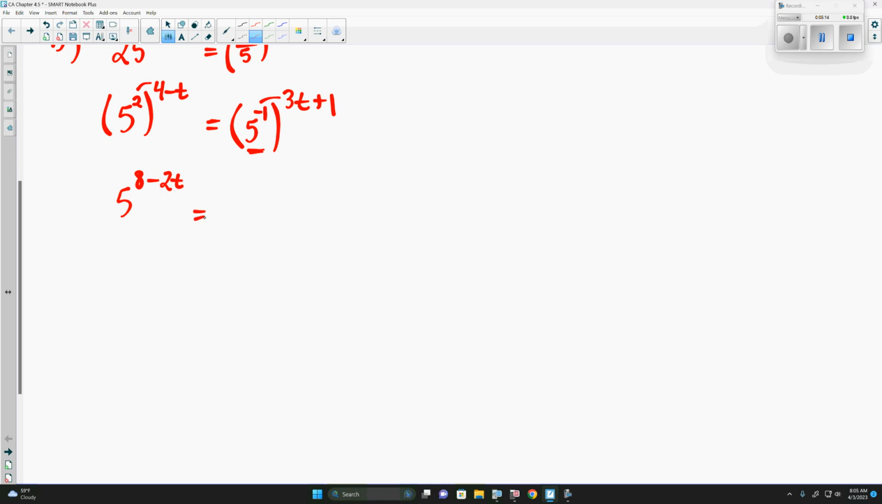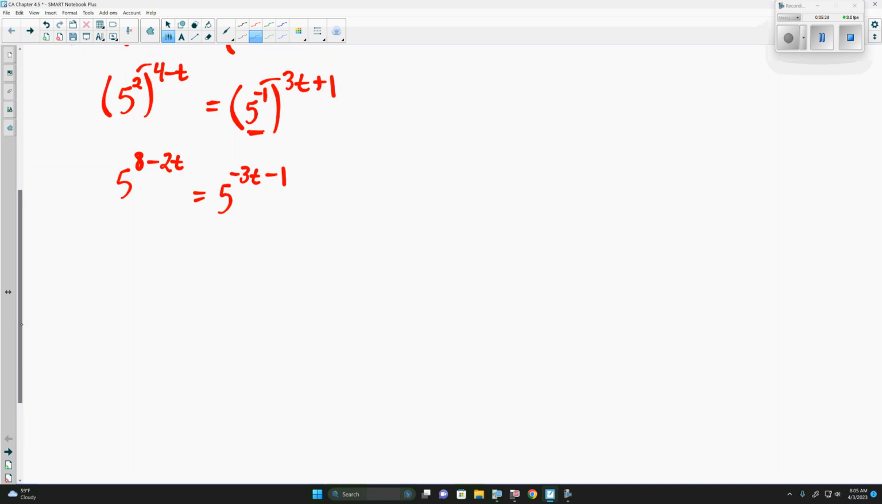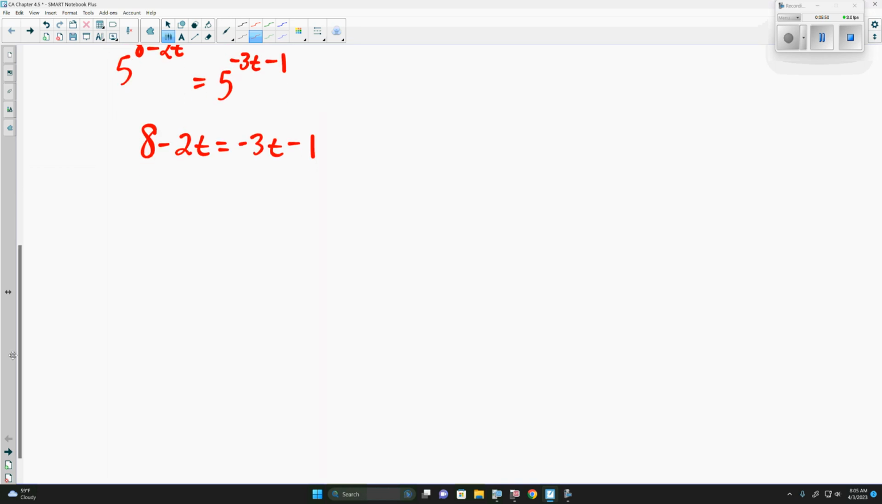The other side, we're going to distribute the negative 1. Negative 1 times 3t is negative 3t. Negative 1 times positive 1 is negative 1. And what that's done is it's given us two bases. The bases of these are both 5. They're the same. So what that means for us is that we can set the exponents equal to each other. So now we can set 8 minus 2t equal to negative 3t minus 1. And solve.